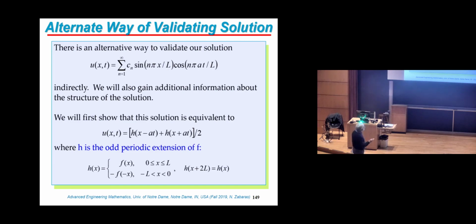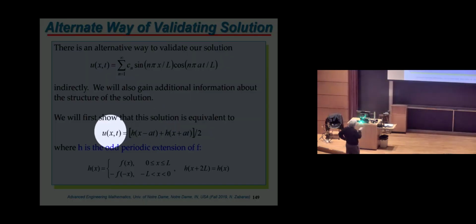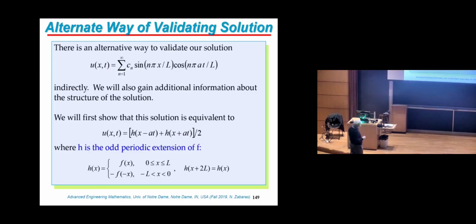So if you want to solve this problem, there is a very nice way to solve it, and I'm going to give you in the remaining 3 minutes what the answer is going to be, all right? You can write the solution to the wave equation as 1/2 of h(x minus at) plus h(x plus at), where h is the odd periodic extension of the initial displacement f of x.